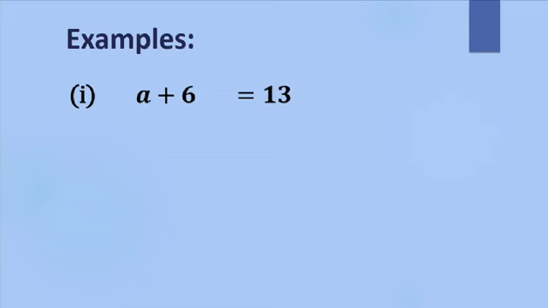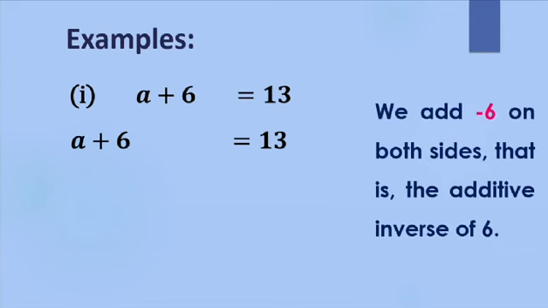So, if you have to solve a plus 6 equal to 13, what I have to do is find the value of a which will satisfy this equation. So I rewrite the same line, a plus 6 equal to 13. Now the additive inverse of plus 6 is minus 6. So we will add minus 6 on both sides of the equation.